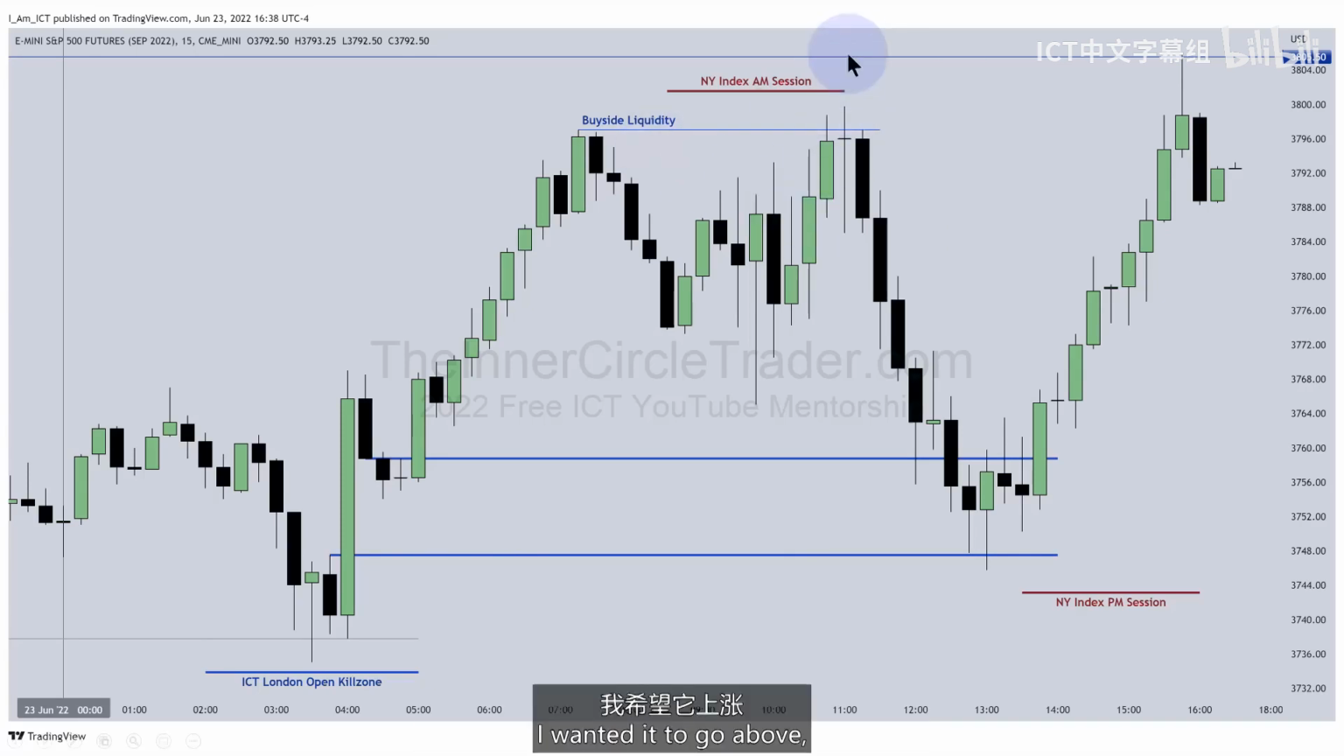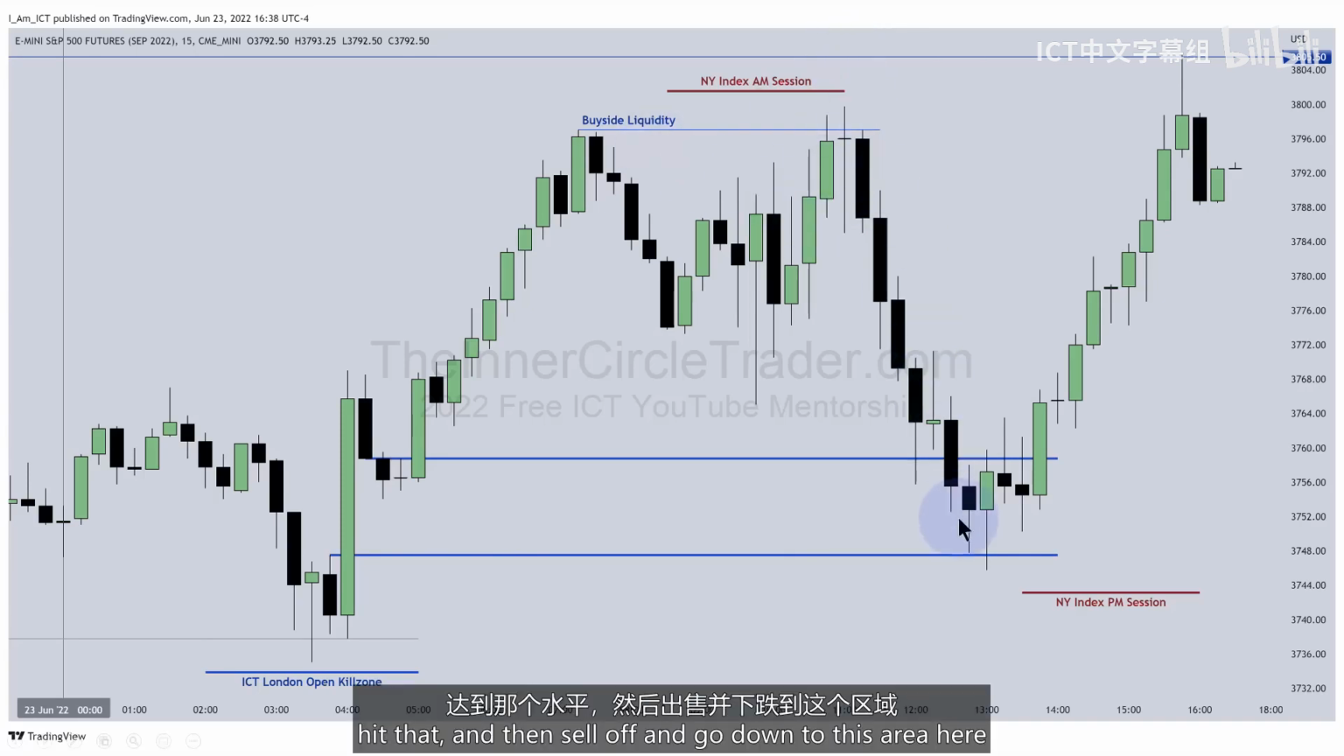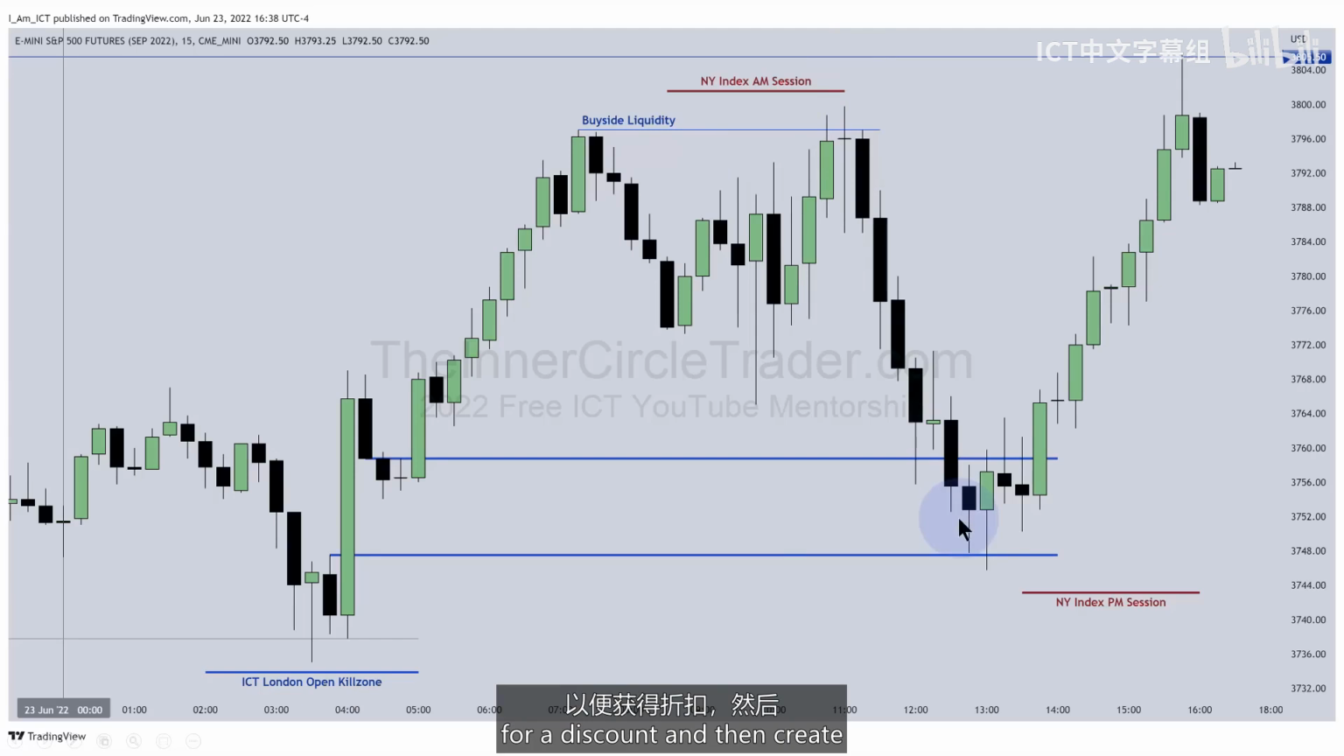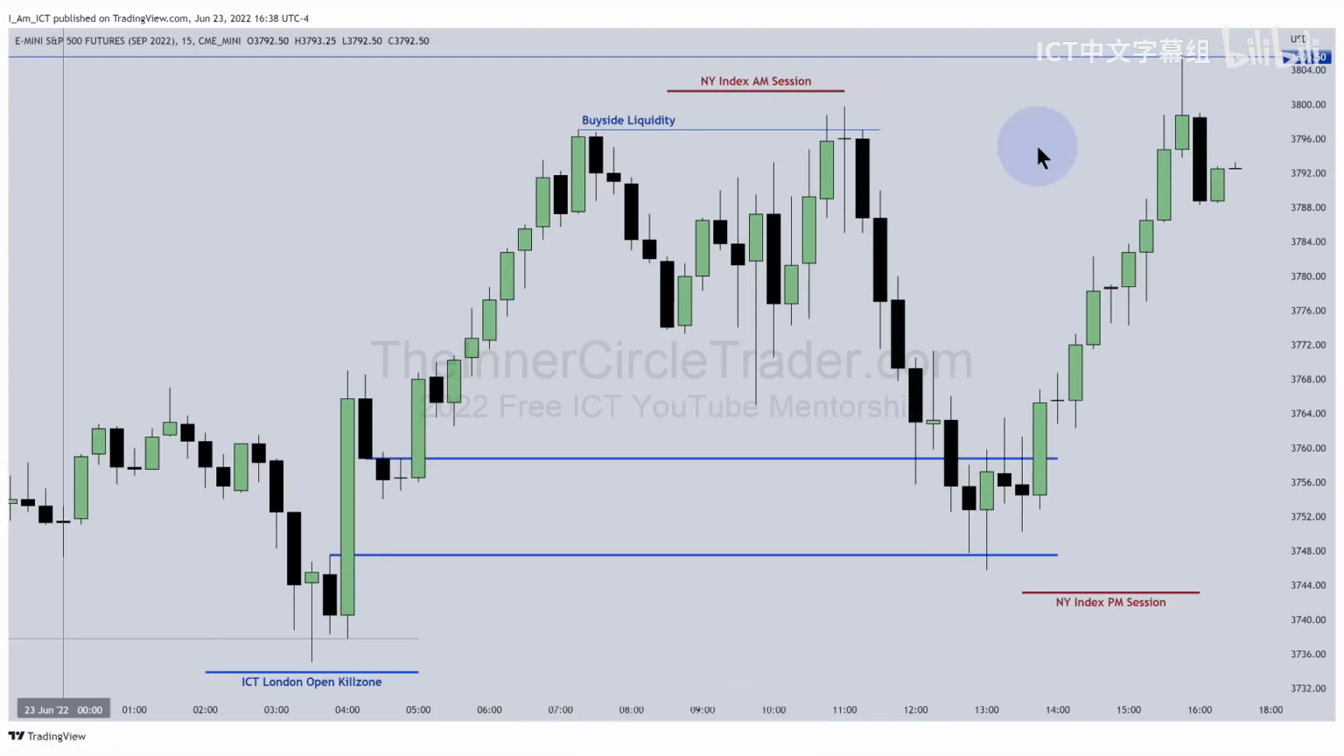I wanted it to go above, hit that, and then sell off and go down to this area here for a discount, and then create the run and then go beyond 38.05. That's what I was really looking for today. That's what I wanted to do, but it failed to get to 38.05.